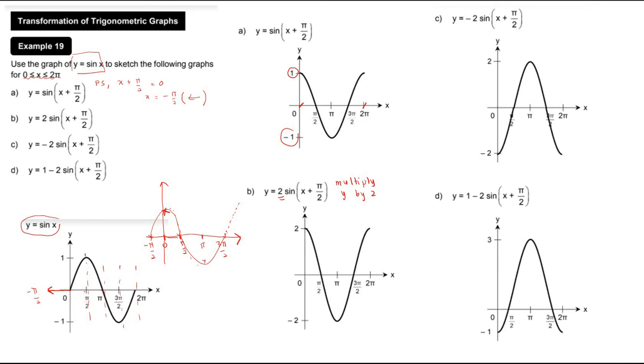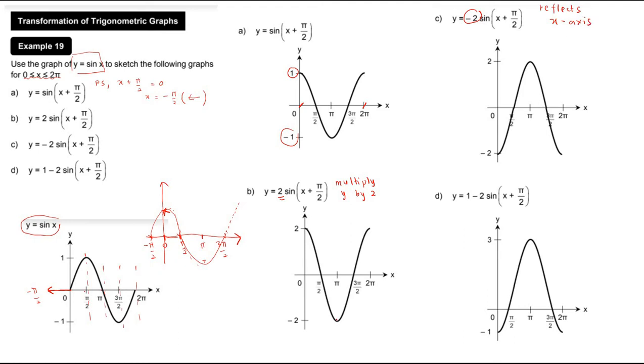C, y equals negative 2 sine of x plus pi over 2. So, yang tambah kat sini adalah negative. Bila negative, mesti reflection. So, negative ni kat depan, kita akan reflect x axis.